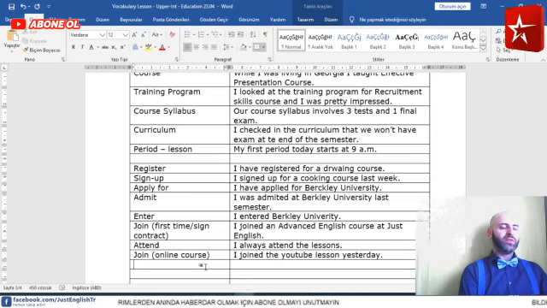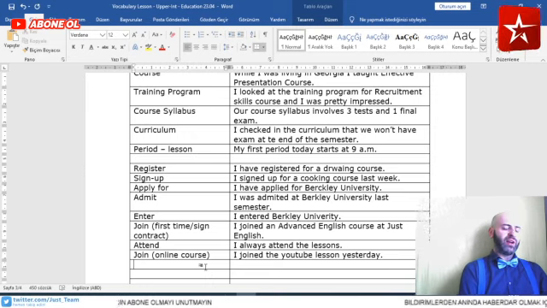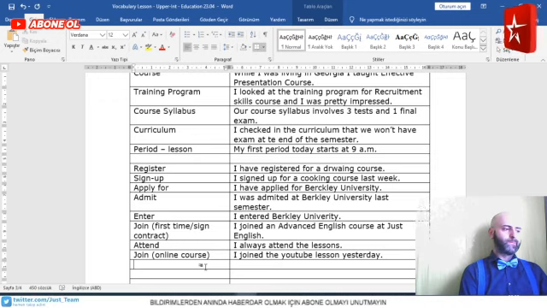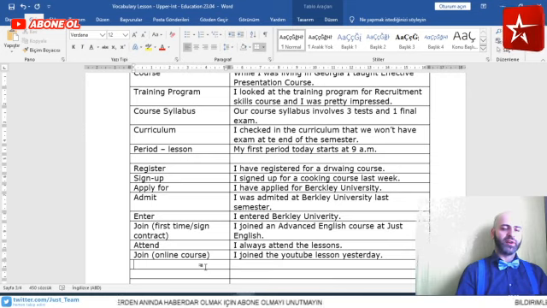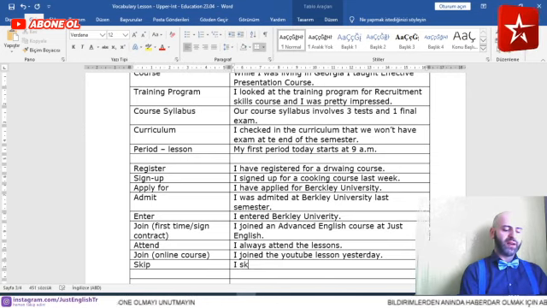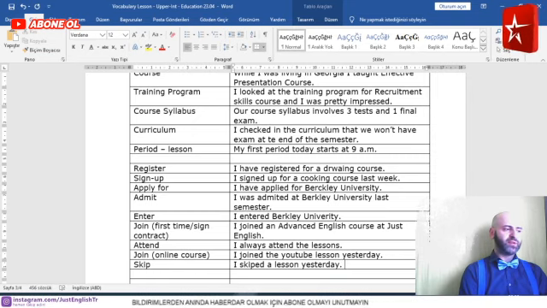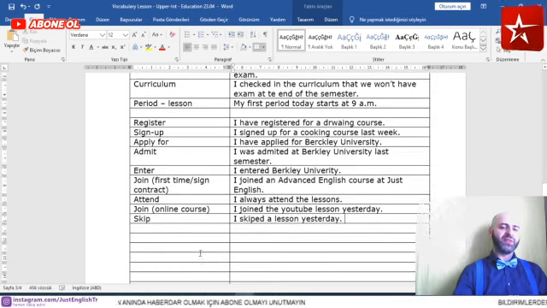Hussein, if you don't go to lesson and you prefer to go to cafe with your friends instead of lesson, what do we call this situation? Which verb can we use? Mustafa has first correct answer. We can use skip. For example, I skipped a lesson yesterday. So it means you did not go to lesson. This is one verb that we can use. But we have some other verbs as well.